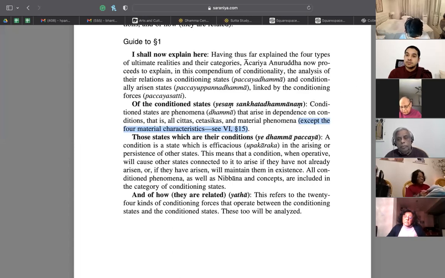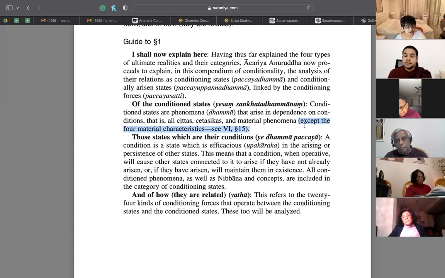Except the four material characteristics. That's why. Yeah, that's what I also thought. The great essentials: earth, water, fire, and air. So Noelin, what you're saying is it's because of the lakkhanas of anicca, dukkha, and anatta. Yeah, the four characteristics.